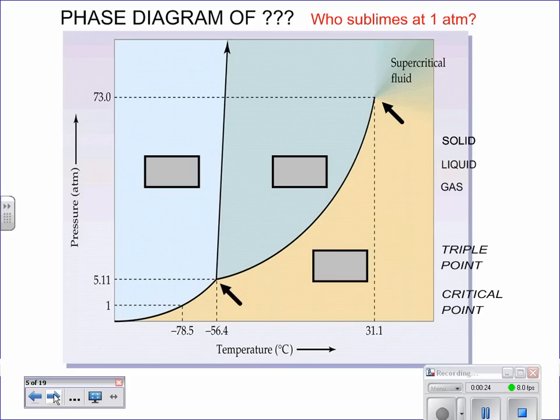The first one, it says phase diagram of what substance? Well, first thing I want to think about is a phase diagram. What it does is it shows us the pressure and temperature that each of these pure substances can exist as. So every single pure substance has its own unique phase diagram.